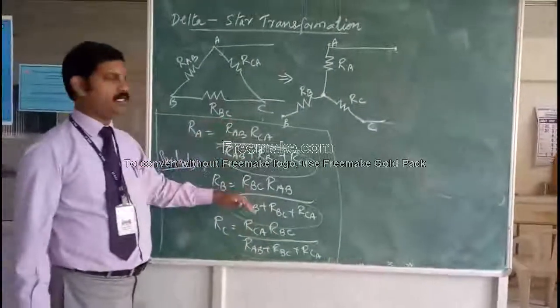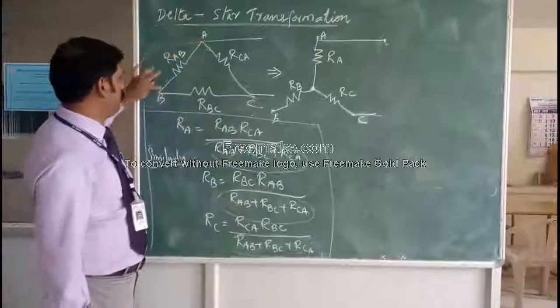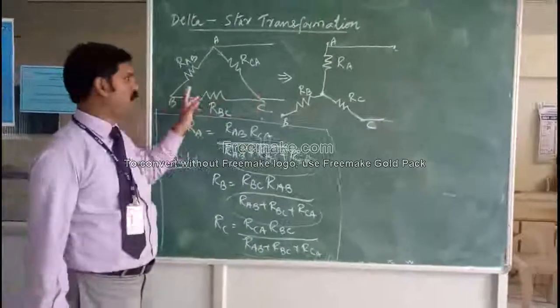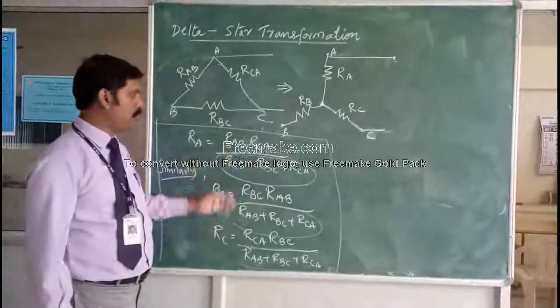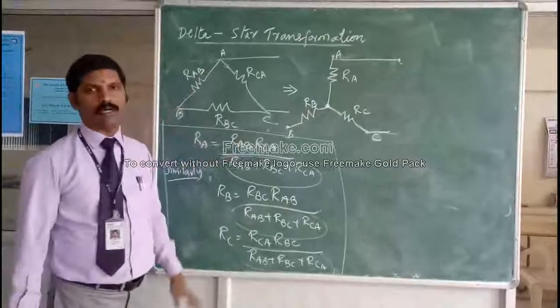Only the numerator we have to change, and that too we can easily identify with the nodes. What are the resistors connected to that node? We can write those as a product. So this is all about your delta to star conversion.